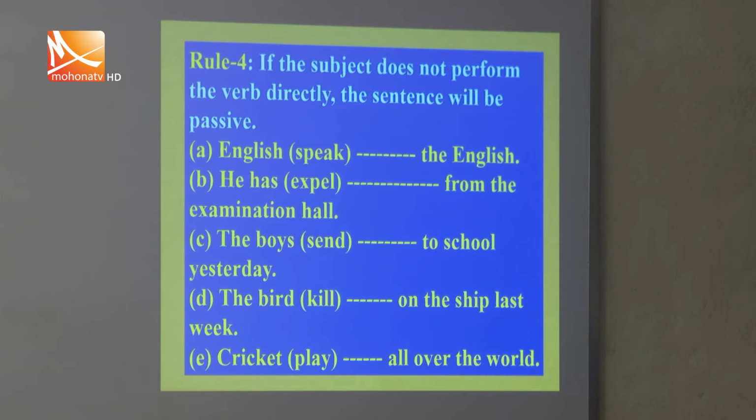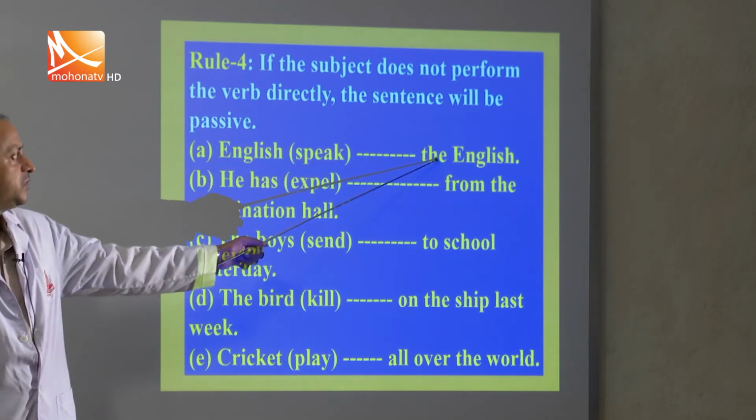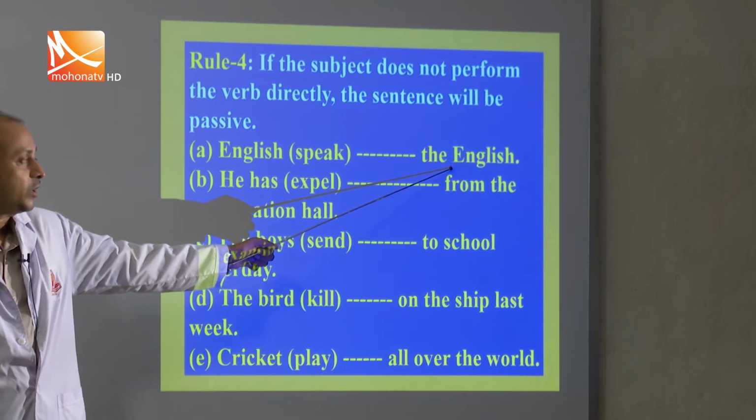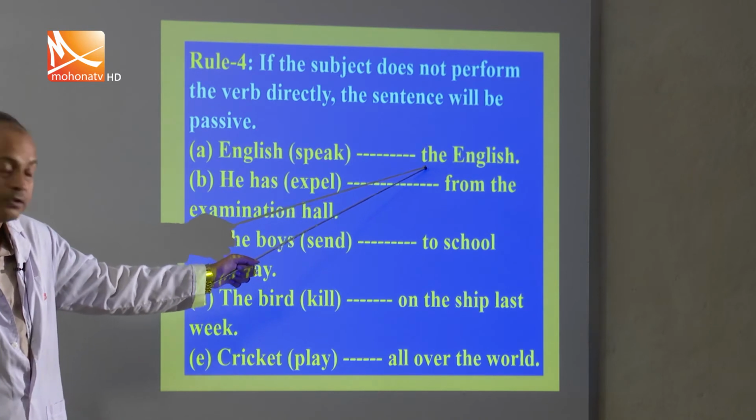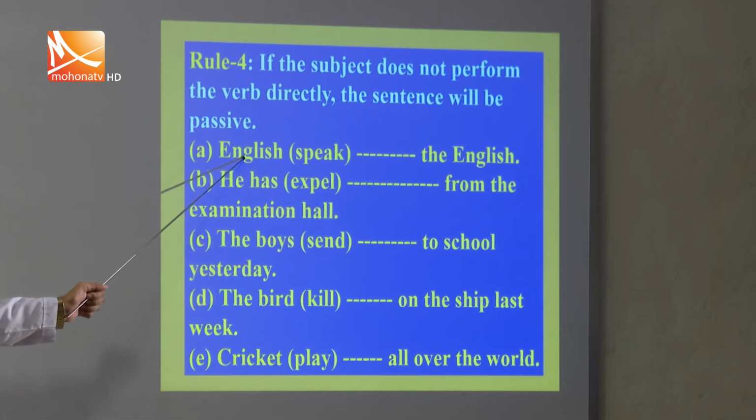Partly similar rule, but not totally similar, because here usually we do not find a modal auxiliary verb, but these are the basic rules of passive sentences in the right form of verbs. For example, English speak the English. Look at the board again. English here has taken the article the, but the first word English here has not taken any article.